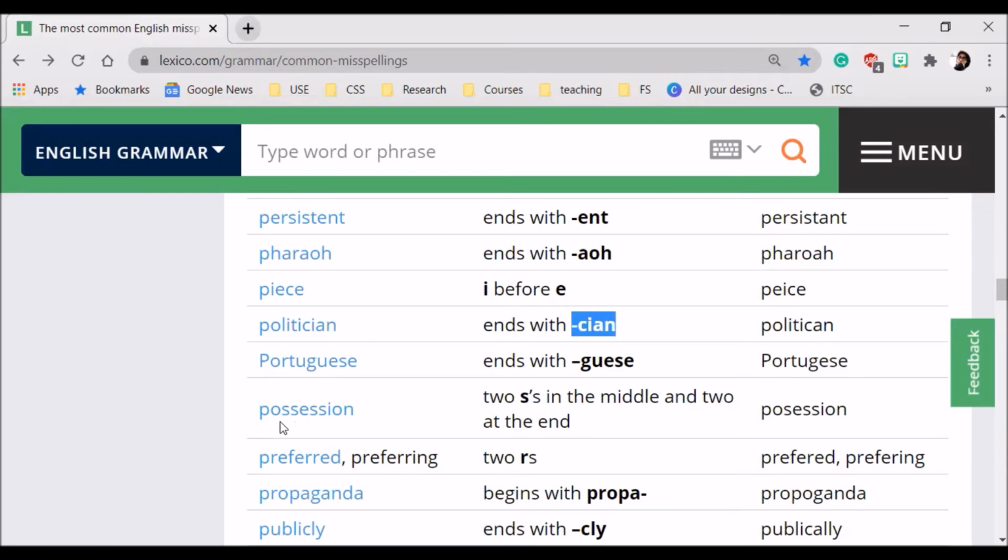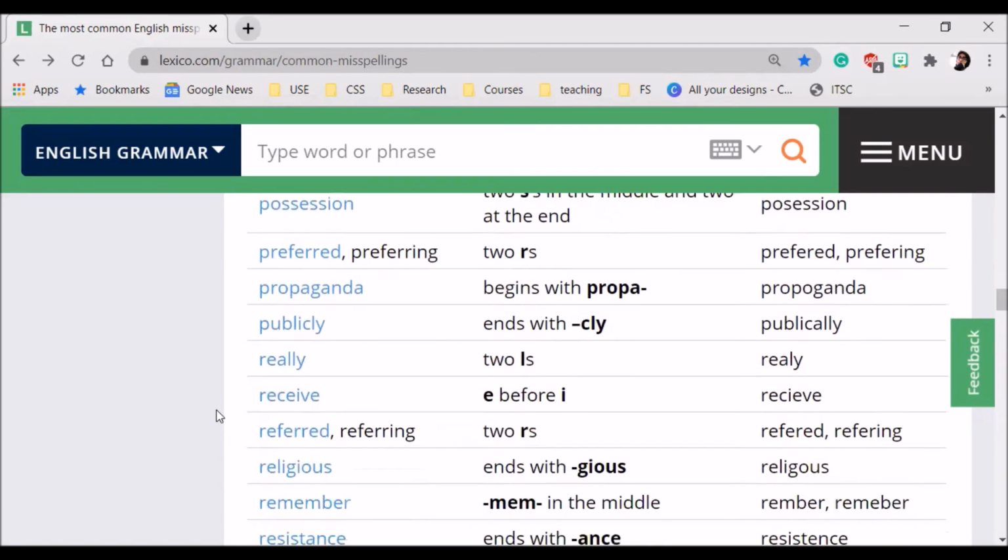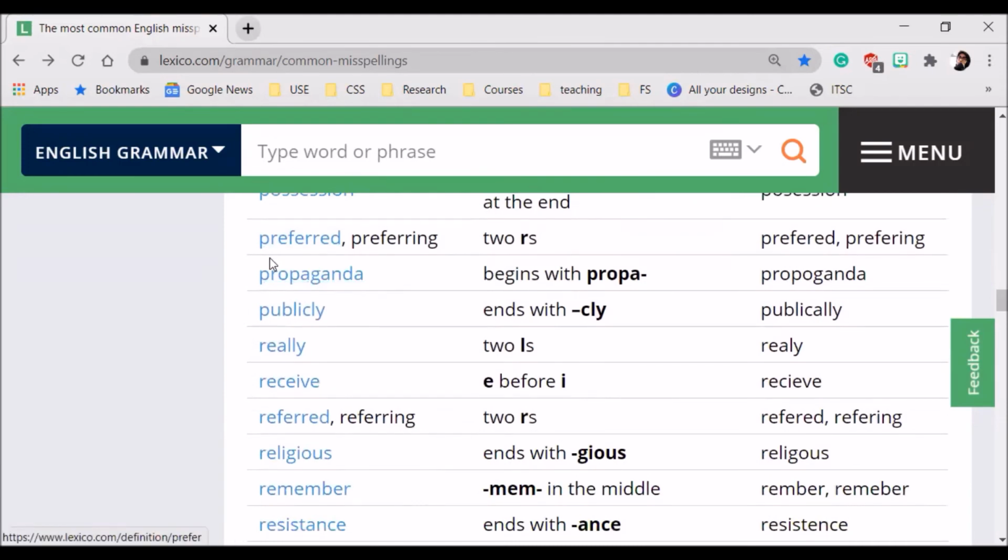Okay. Then we have possession. It has two S. So two S here and then two S here. So possession has two S's because you possess a lot of S's. Then we have preferred. It has two R's but afterwards. So pre and furred. Then we have propaganda. Carefully observe these spellings, because you have to be conscious about all these spellings.